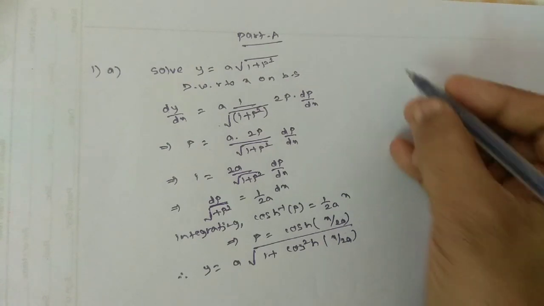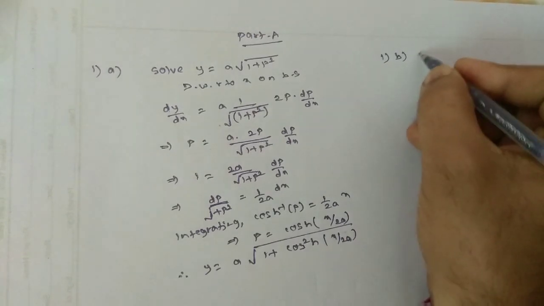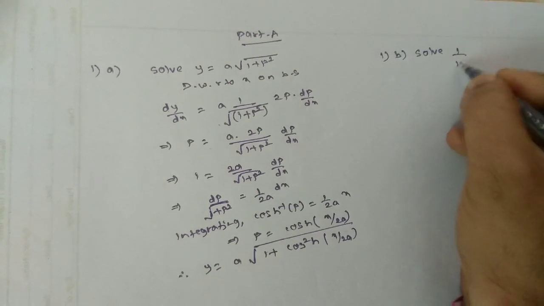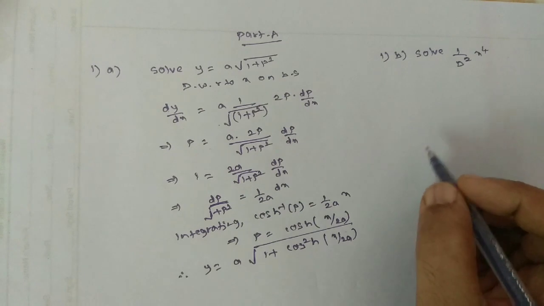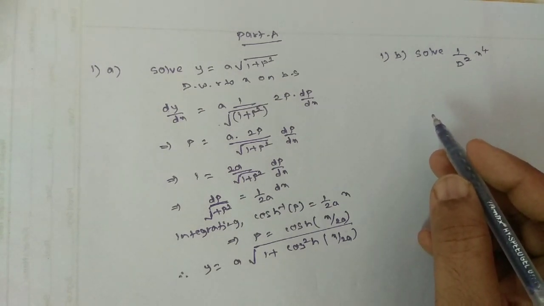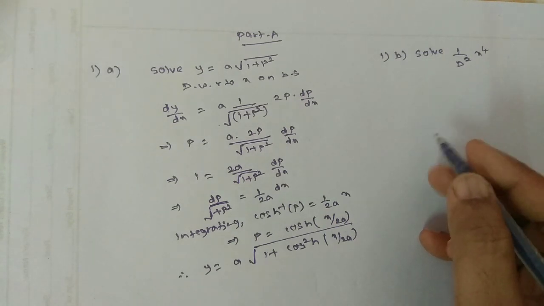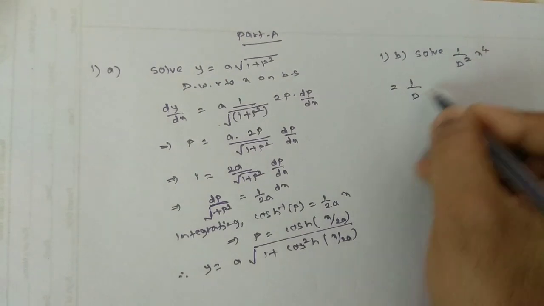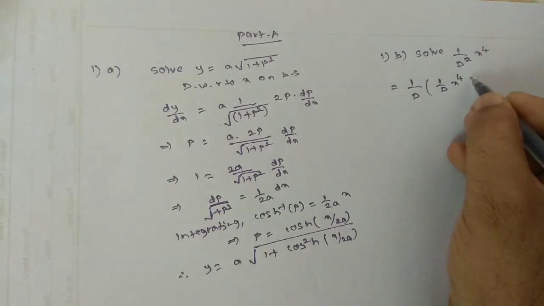Now let us have the next problem, the 1b bit. They have given: solve 1 divided by D square of x to the power of 4. Before taking this one, what is capital D actually? D stands for differential operator, and 1 by D is the integrating operator, the reverse. So you can write 1 divided by D of 1 by D of x to the power of 4.